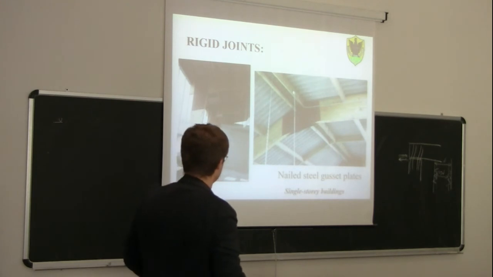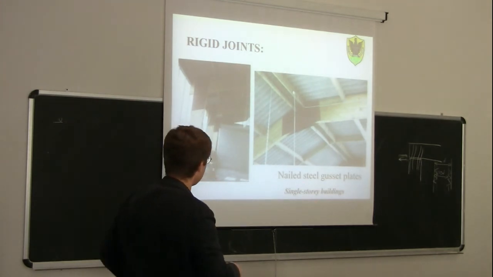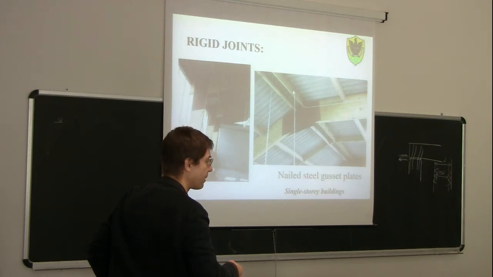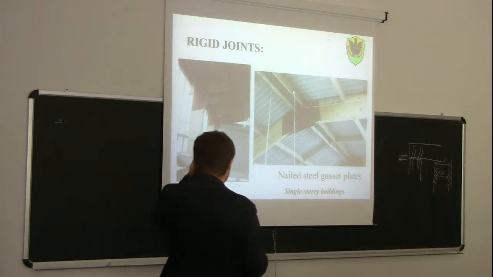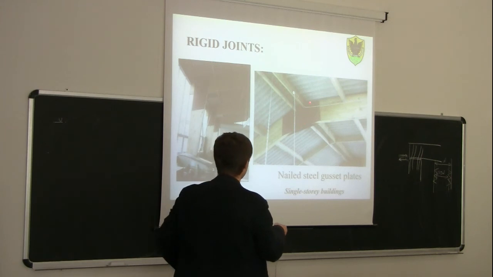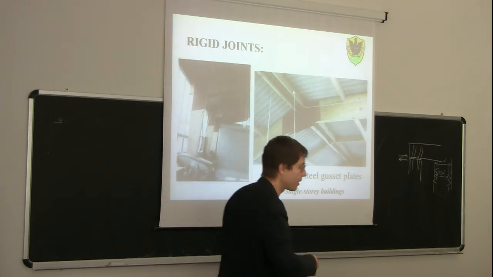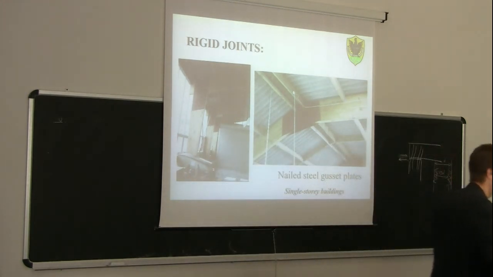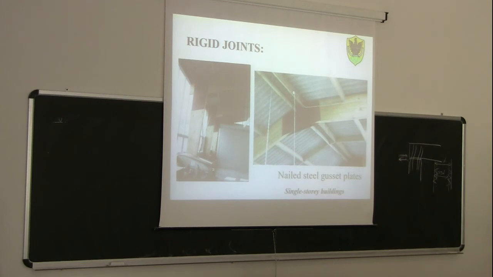So this, for example, is an example of nailed steel gusset plates. So big steel plates with several lines of nails that transfer the bending moment from one side of the beam to the plate itself, and then from the plate to the other side of the beam. For sure, here we don't have concentration of stresses, as in the deformation diagram in the case that we saw before.